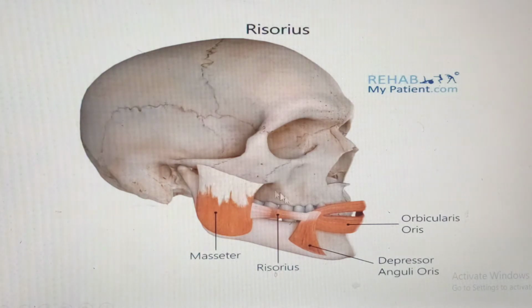But mainly the upward movement will be by the next muscle I'm going to show you, the zygomaticus muscles. I've already told you that their nerve supply will be coming from the buccal branch of the facial nerve. So there's the laughing muscle, the Risorius muscle.